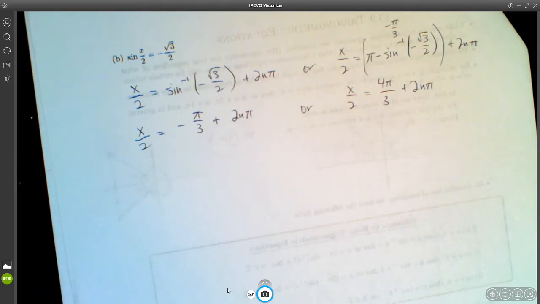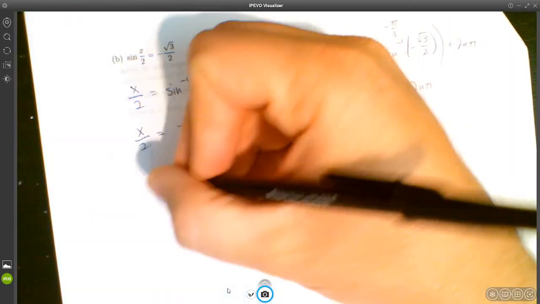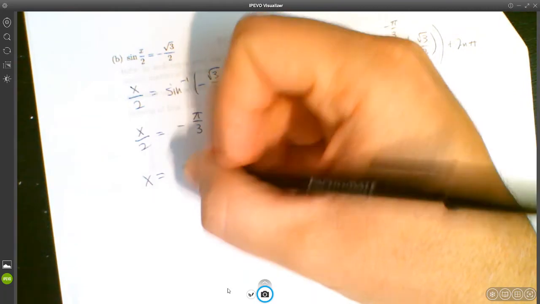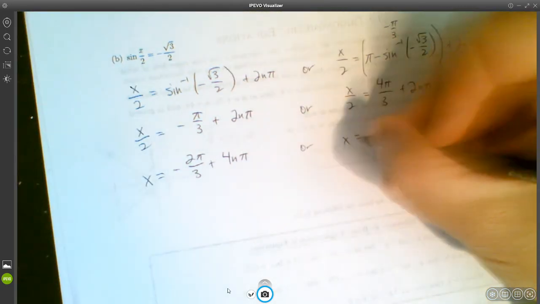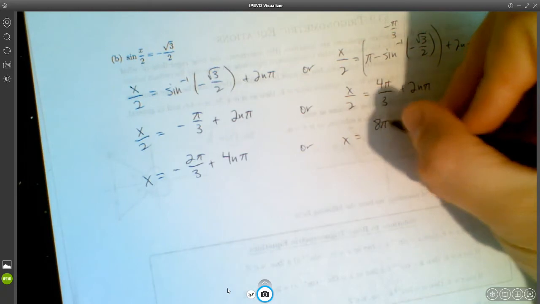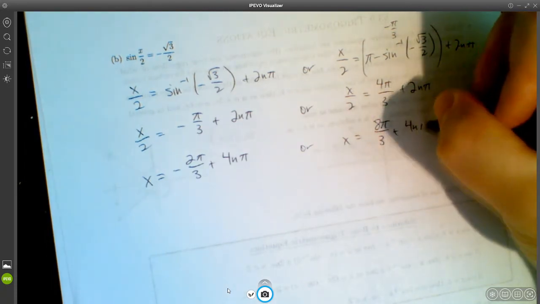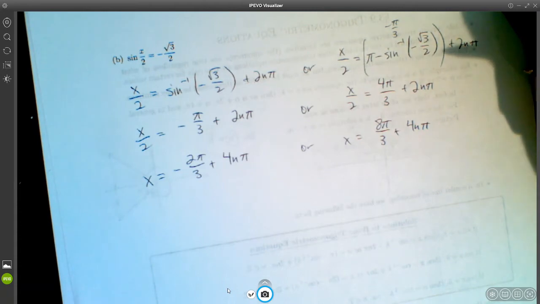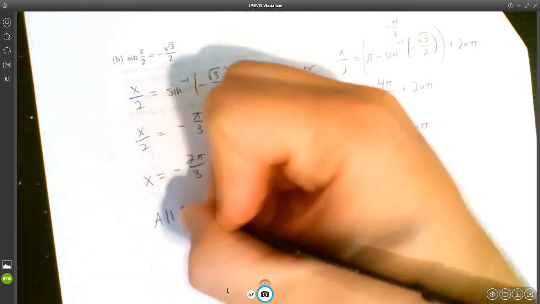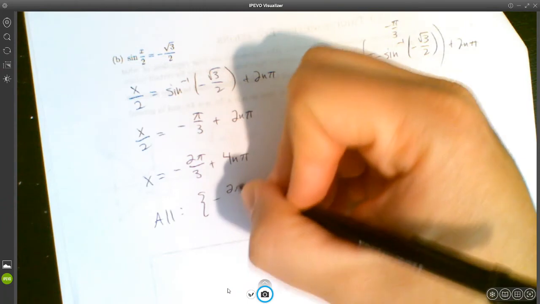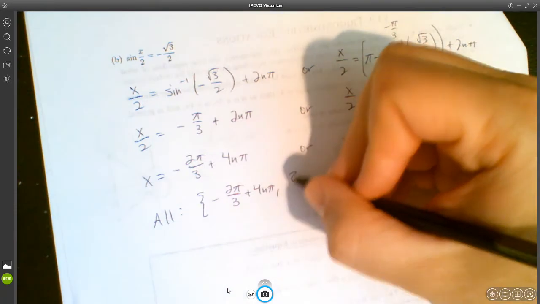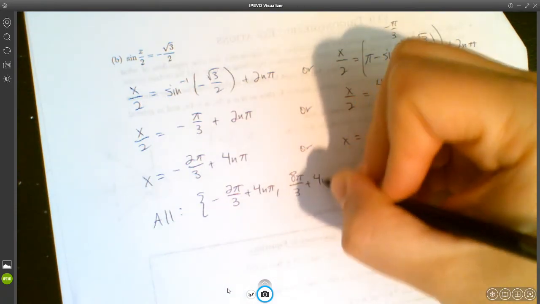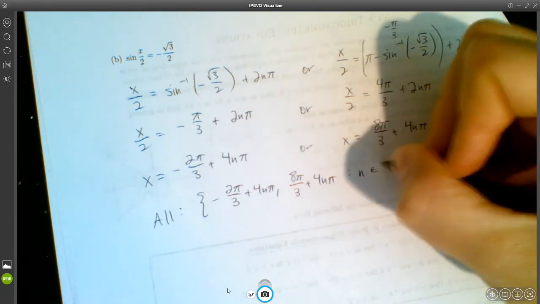Now we haven't finished solving for x, right? We need to multiply through by 2. So multiplying through by 2, we get x equals negative 2 pi over 3 plus 4n pi, or x equals 8 pi over 3 plus 4n pi. And those are all of the solutions, right? So all of our solutions are going to be generated by those two rules, negative 2 pi over 3 plus 4n pi, or 8 pi over 3 plus 4n pi, where n is an integer.